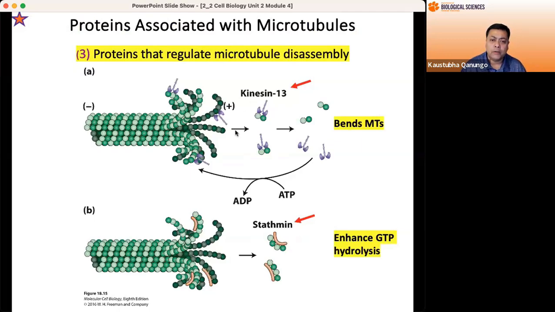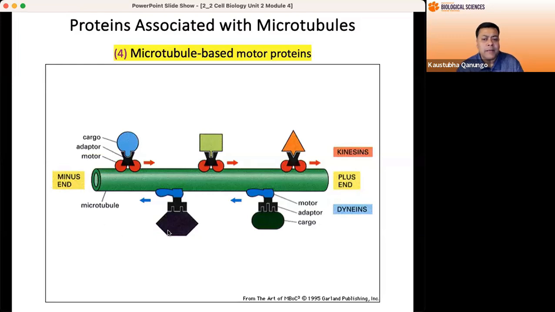So here, basically what they are doing, the kinesin 13 is a motor protein that binds and bends these microtubules and breaks them apart. And this is an ATP-driven process. There's another protein, which is stathmin, that enhances the GTP hydrolysis. Remember that when the beta tubulin's GTP is hydrolyzed to GDP, it will fall off. And these are the proteins which regulate microtubule disassembly, both at plus and minus end. That's important.